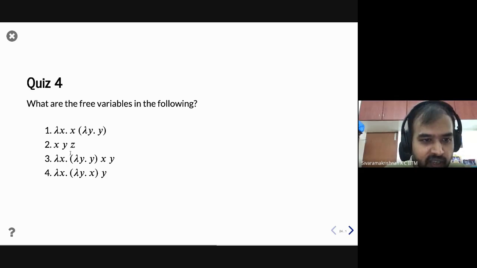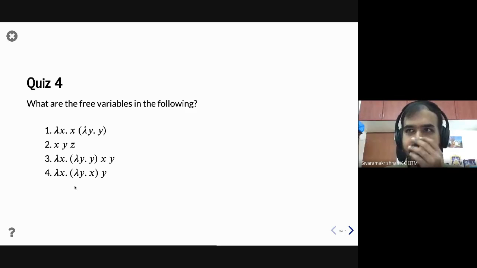So this x is the binder, and the bracket goes all the way here. So this x is bound here. This y is bound here, right? But this y remains free. And what about the last one? The fourth one? Yeah, y again, right?